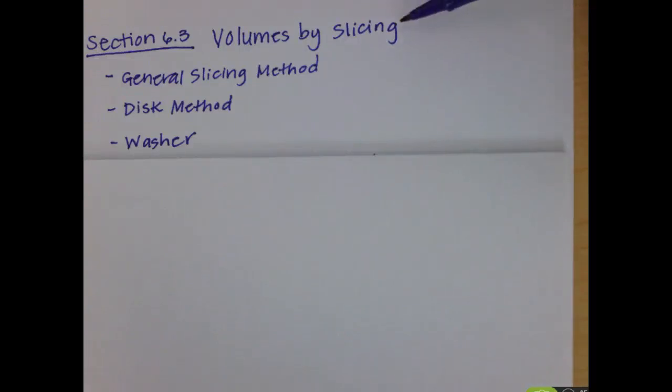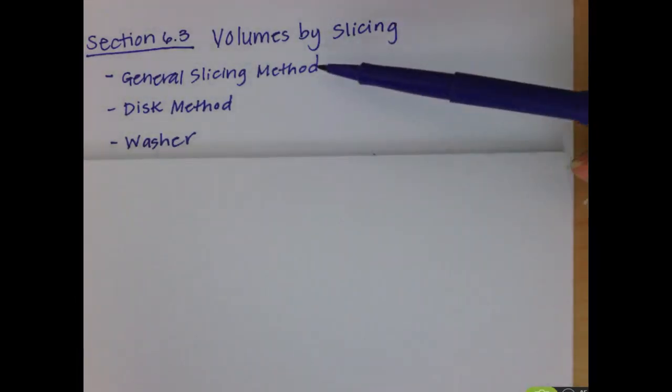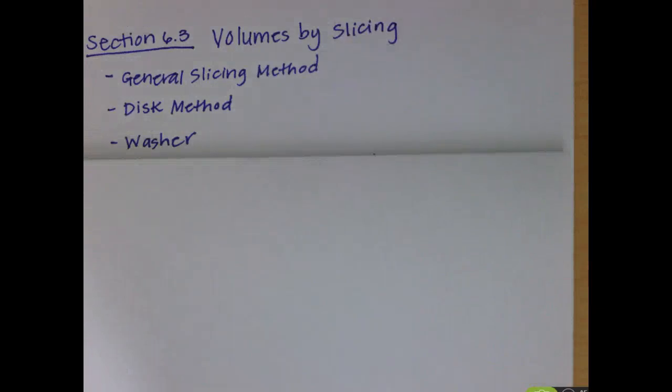And again, the method in general is called slicing, because what we're going to do is we're going to take slices of this three-dimensional solid and we're going to find their volumes repeatedly as n goes to infinity, as the number of slices goes to infinity, which produces an integration. So the three overall methods are general slicing method, disk method, and washer method.